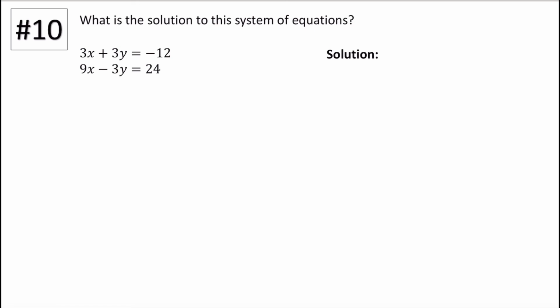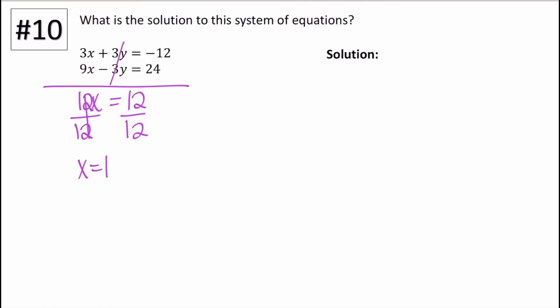Now let's find the solution to this system of equations. Notice in this one you already have the y terms as equal and opposite. So I can just go ahead and add these two equations together. When I add these equations together, I end up with 12x. My y terms cancel, and that equals 12. I divide both sides by 12, which gives me x equals 1.